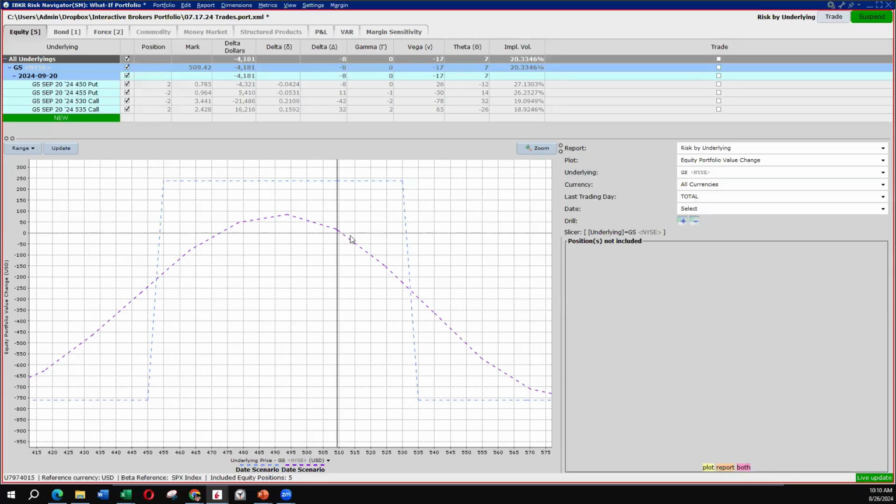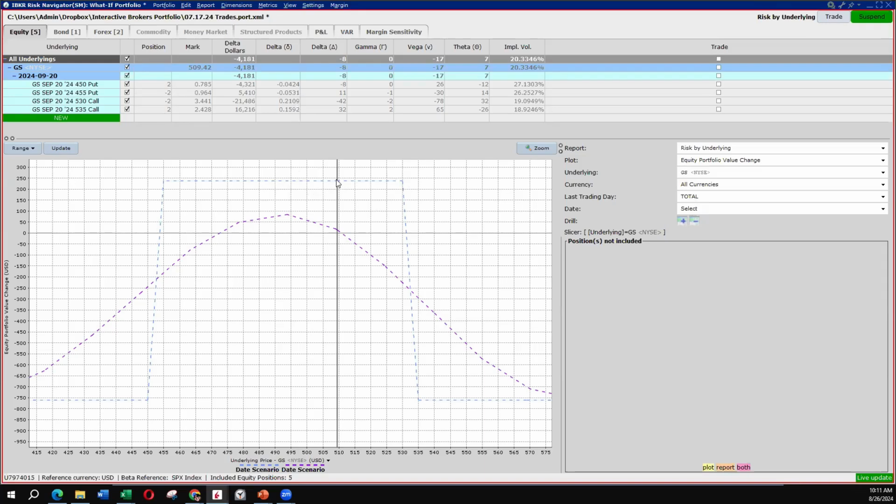So here we're looking at an iron condor on Goldman Sachs that has become a little bit skewed with more risk on the upside. When we started the trade, Goldman Sachs was about here, 490 or so, right in the middle of the condor. Our deltas were nice and even. Since entering the trade, Goldman has moved up, and we're now getting closer to this short call.